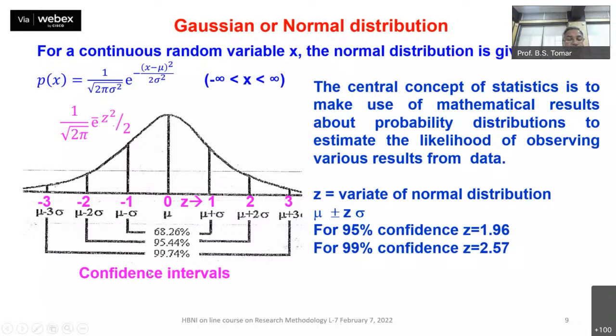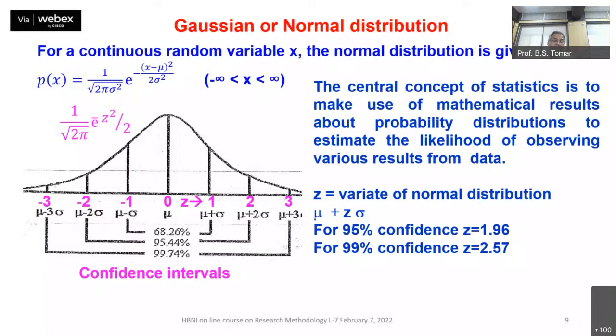Now what I have shown here is the area under the graph. The area encompassed by mu minus sigma to mu plus 1 sigma constitutes 68.3% of the area under this graph. Mu plus minus 2 sigma encompasses 95.44%. And mu plus minus 3 sigma constitutes 99.74%.